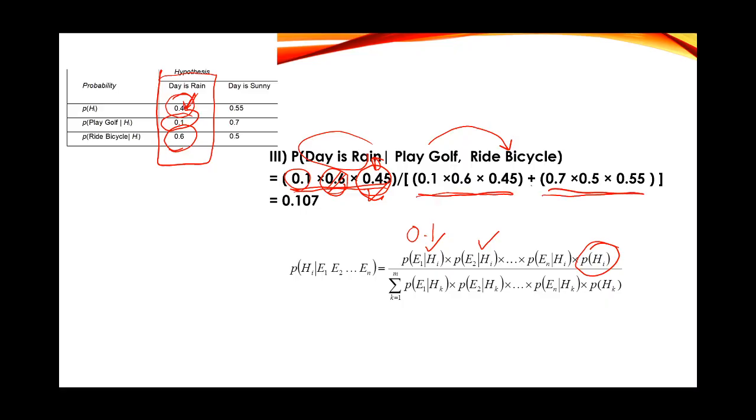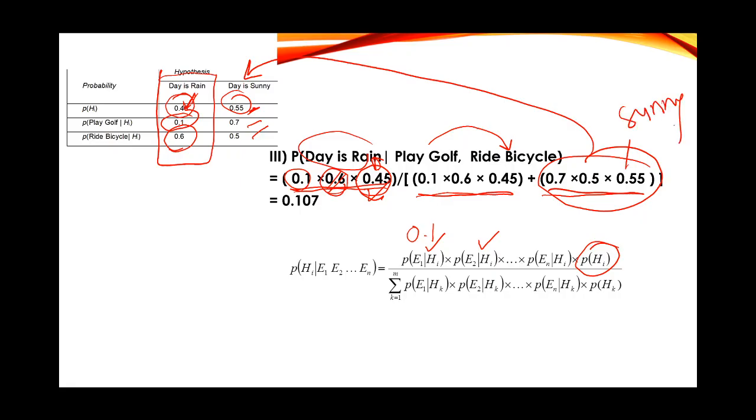So meaning that this side is actually this side, right? So it is 0.7 times 0.5 times 0.5. The hypothesis, the day is sunny. So if the event occurs, usually it will take this formula. So you calculate it, and this will be the answer.